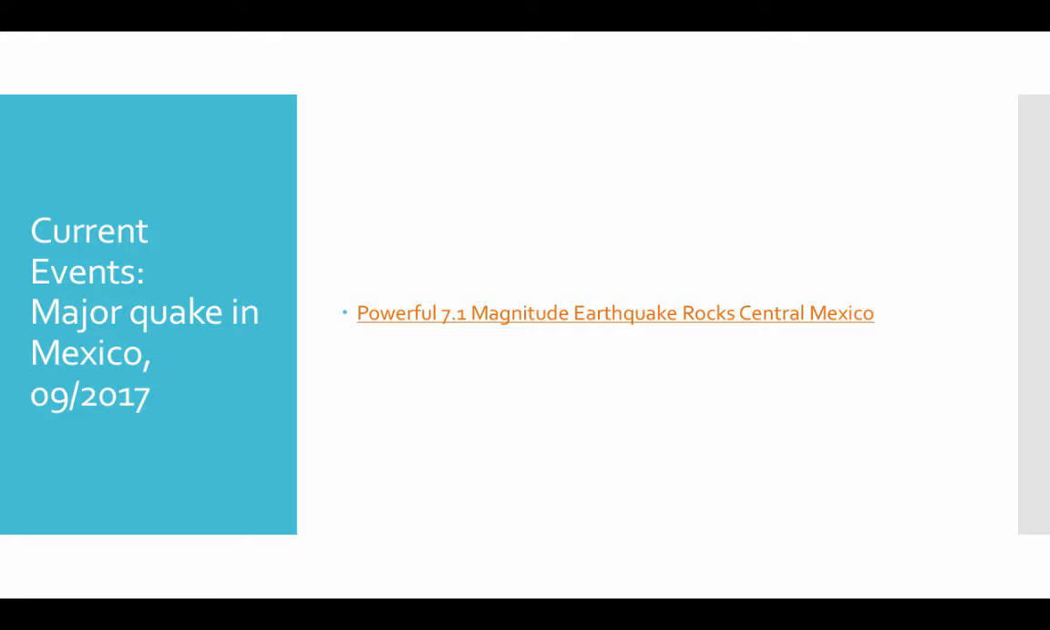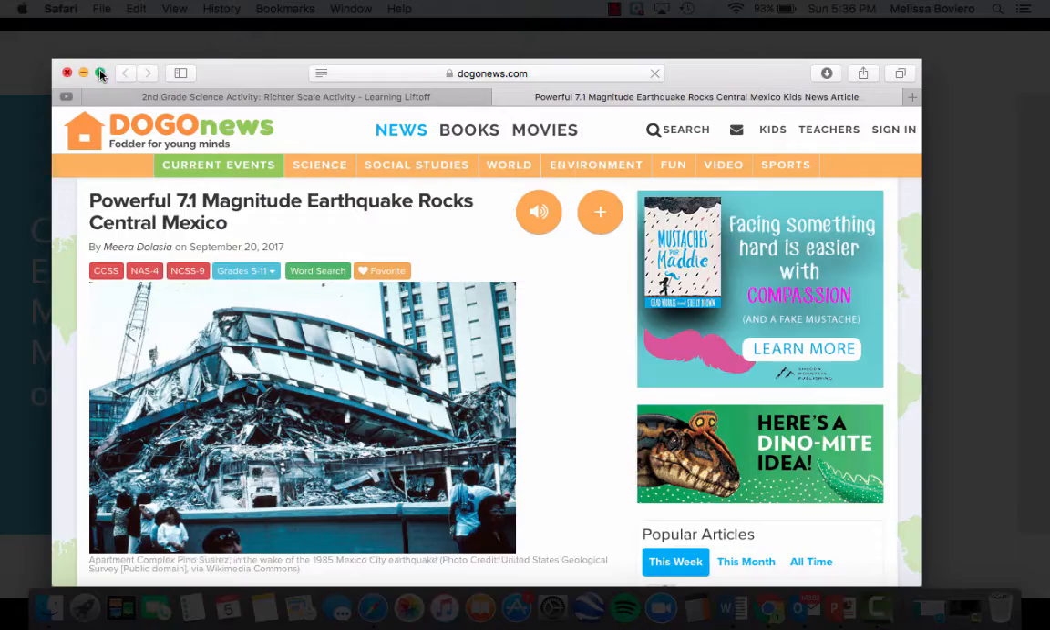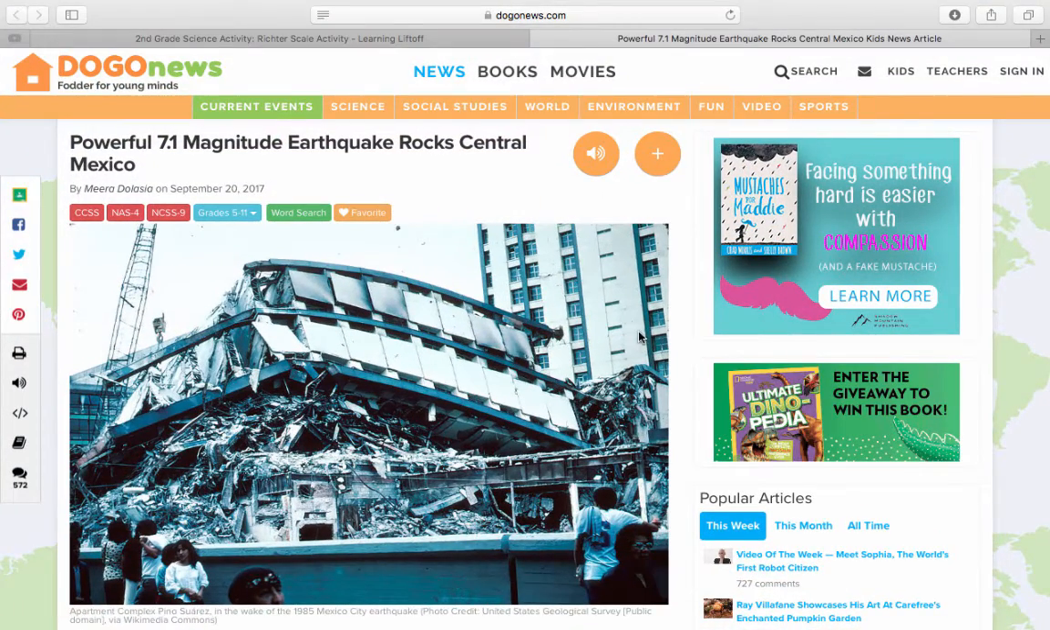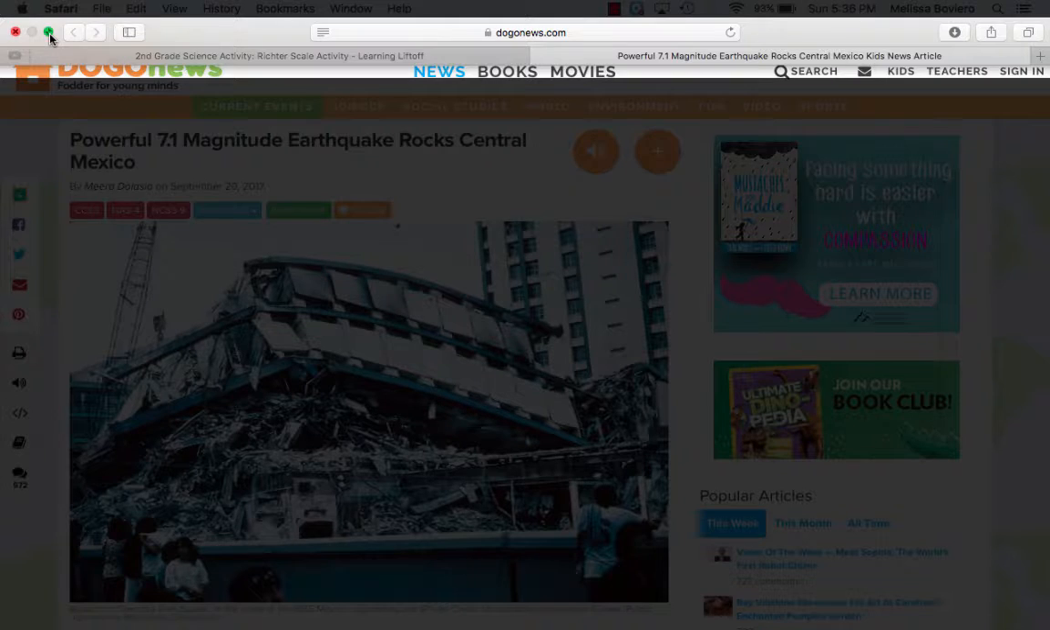When you've done a couple of tries on the Richter scale game, be sure now to read the article called Powerful 7.1 Magnitude Earthquake Rocks Central Mexico. This article is a current events article and it's regarding the earthquakes that occurred in Mexico in September of this year. When you go through this article, you have two options. You could either read the article, or you can click right here to have the article read to you. But either way, be sure to read the article and/or listen to the full article and then answer the questions on your note-taking sheet. These questions again are located at the bottom half of the sheet or the second page.